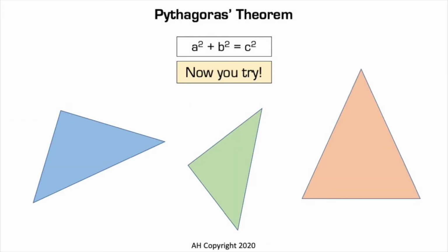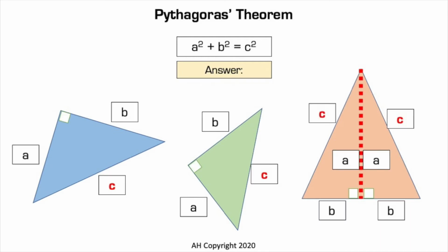Now you can pause the video and give yourself a try. Note that the orange triangle comprises 2 right-angled triangles. So how did you do? You probably answered it either this way or this way.